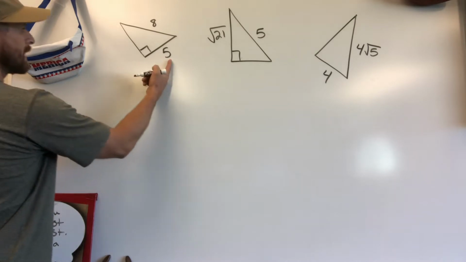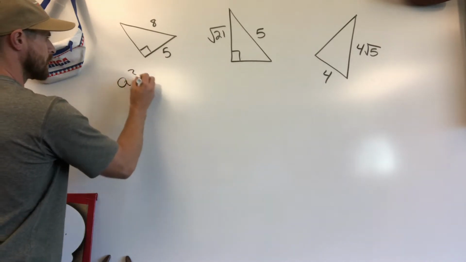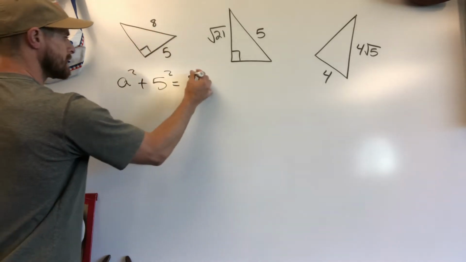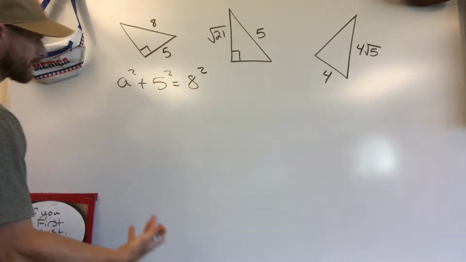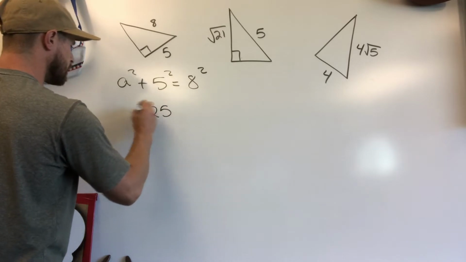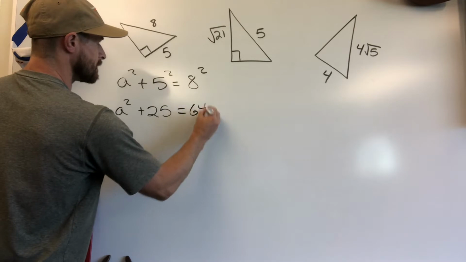All right, so we've got a leg here and a leg here. So a missing leg means I'm going to say a squared plus 5 being my other leg and my hypotenuse of 8. So a squared plus b squared equals c squared. We should all know the Pythagorean theorem by now. 5 squared equals 25. A squared remains. 8 squared is going to give me that 64.